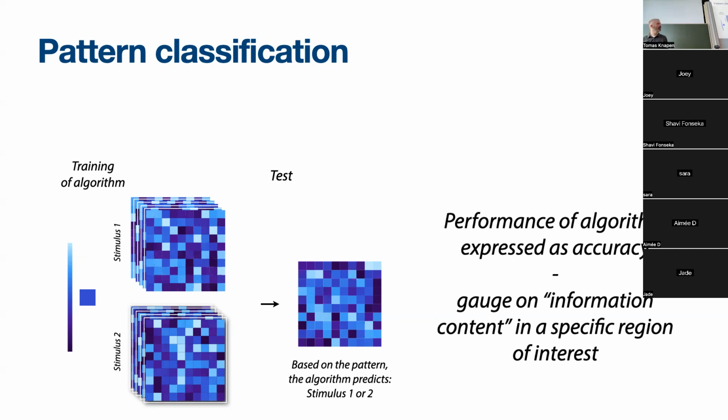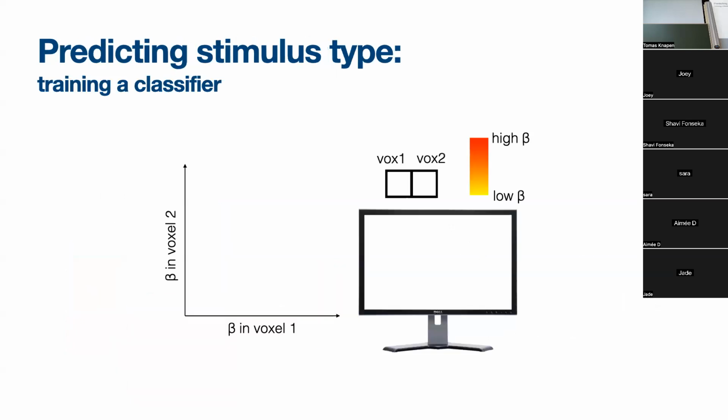And then what you do is you express the performance of that algorithm as an accuracy, right? So that's percentage correct or area under the curve, things like that. And that then gives you a measurement of whether a certain brain region, whether a certain ROI from which these voxels were drawn, contains information processing relevant to the categorization and separate the patterns. Very simple logic, but it works.